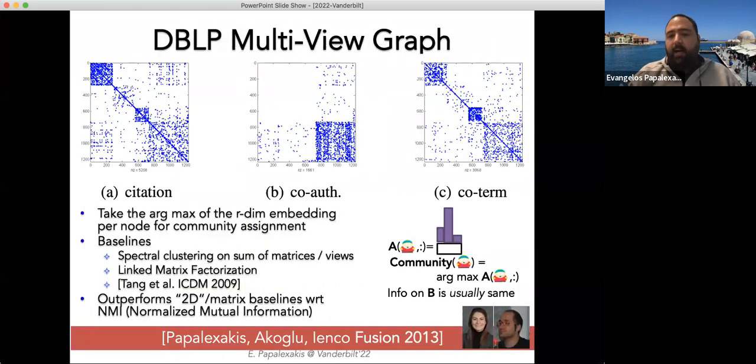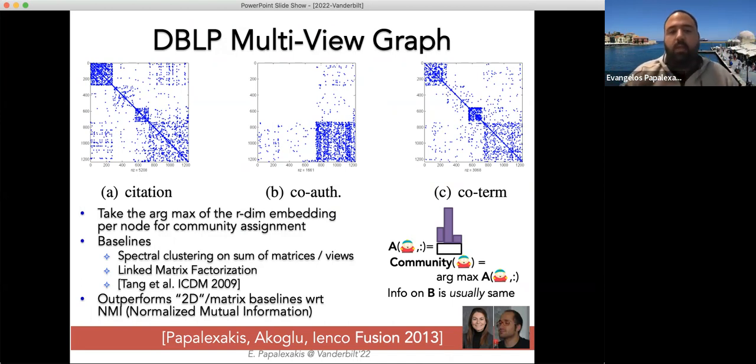And doing this, actually dating back to 2013, we were the first to try this on a multi-view graph, not a social graph, but an academic graph. So the nodes were authors, and we have different views: who cites whom, who co-authors papers with whom, and who uses similar terms with whom. Those are different ways in which an academic can be connected to another academic.